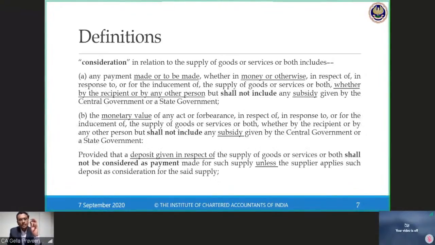Moving further, provided that a deposit given in respect of a supply of goods or services shall not be considered as payment. When you look into clause A, when I have received money by virtue of a deposit, they say please exclude the deposit from consideration, unless the supplier applies such deposits as a consideration for the supply. That means to say, I receive money as a refundable deposit. I give it back over a period of time. So as long as I keep that as a deposit, not to be appropriated with my consideration, then it shall not form part of consideration.